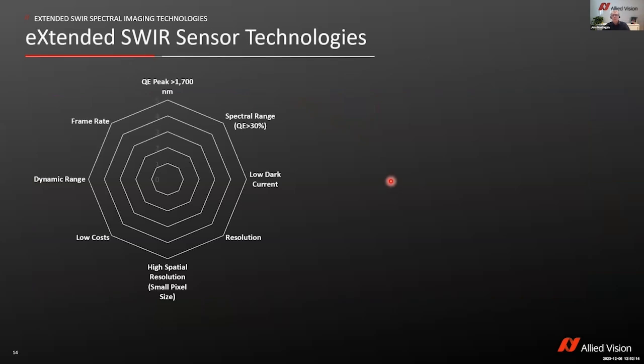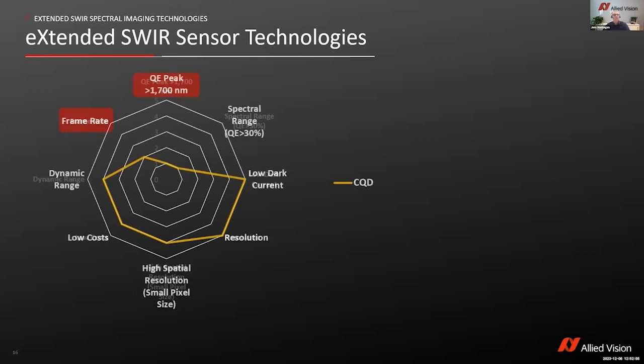On this slide, the diagram shows specific performance parameters of existing extended range SWIR cameras: their peak quantum efficiency, the supported spectral range with a quantum efficiency larger than 30%, the rating regarding how low the dark current is, and the sensor's resolution, pixel size, cost level, dynamic range, as well as the frame rate. For spectral imaging, especially high frame rates and quantum efficiency are essential. So let's now have a closer look at how the typical cameras with the already named X-SWIR sensors perform.